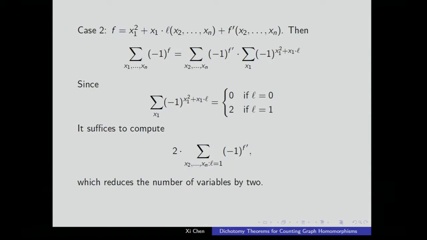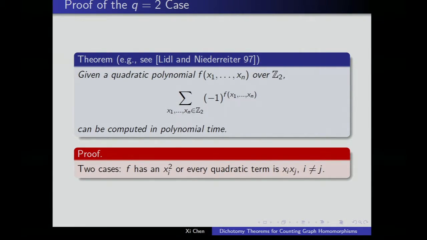The other case is exactly the same, except I think these two rows get switched. So the condition is that L should equal 1, but everything else is the same. So this finishes the proof of the theorem that any such sum, given any quadratic polynomial, is easy to compute.